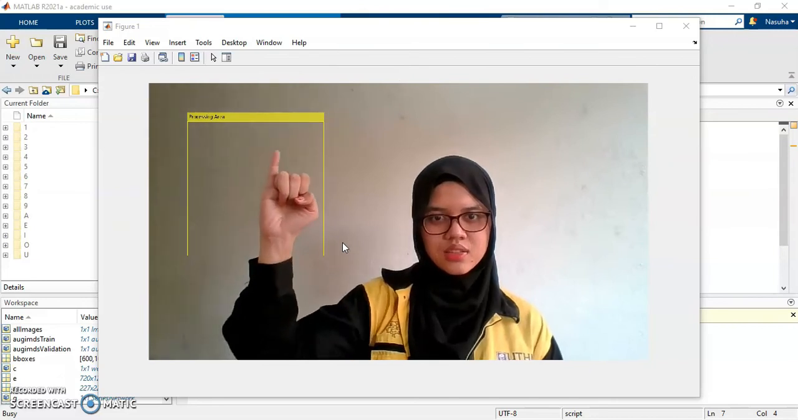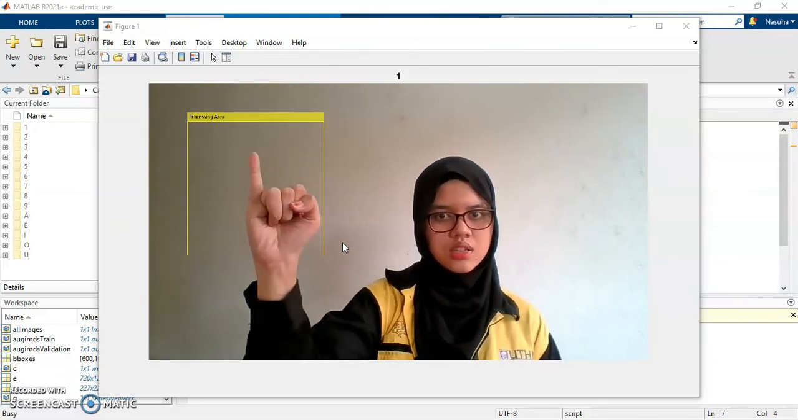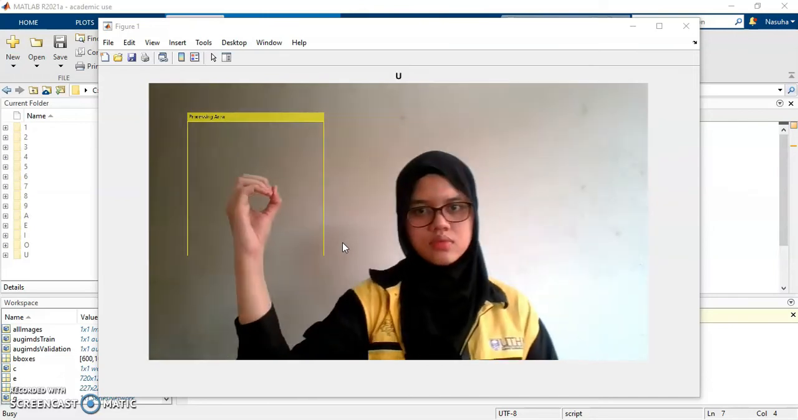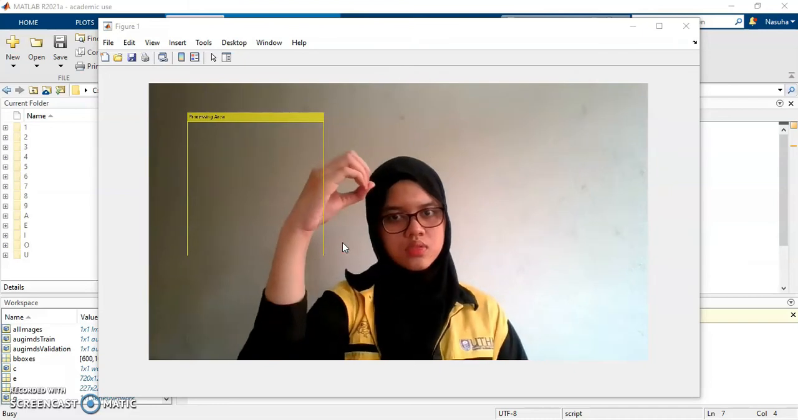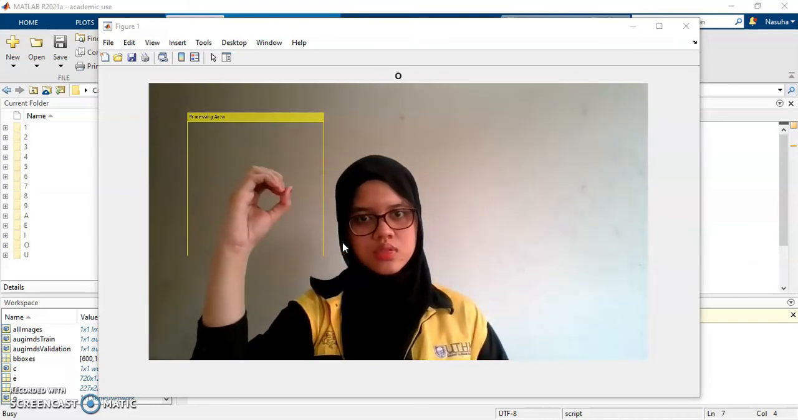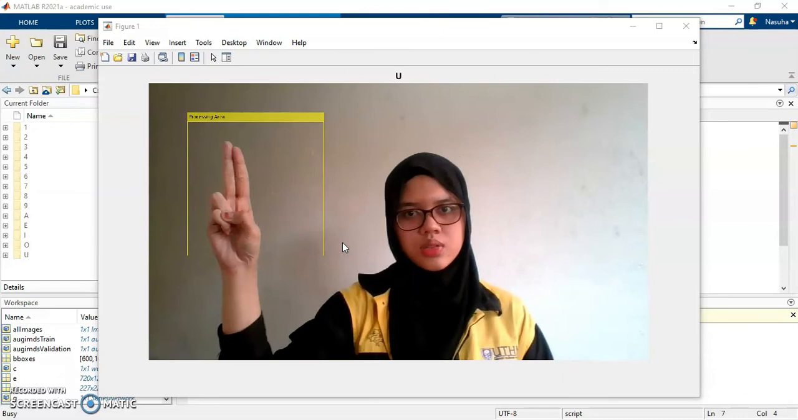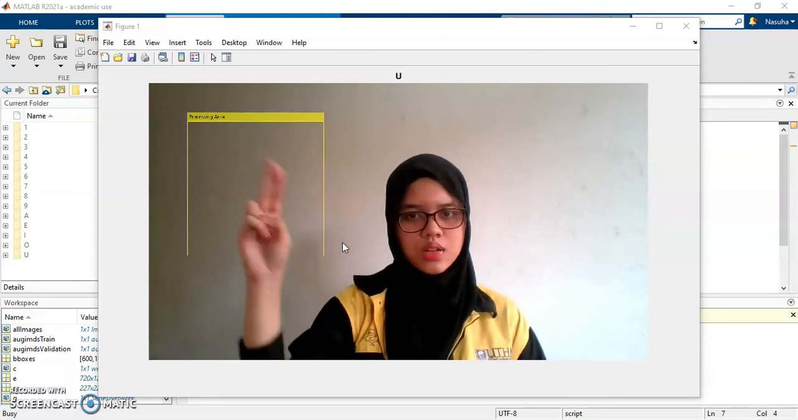And now E is very easy to detect, and now I. As you can see here, it keeps on getting mixed up with number 1, right? Next is O. You can see that it keeps on getting mixed up with U, and after a couple of tries, we can see that we got it. And then the last one is U, which is easily detected.